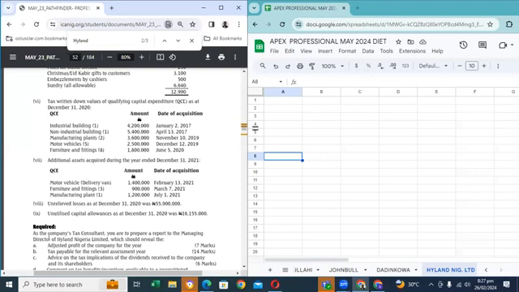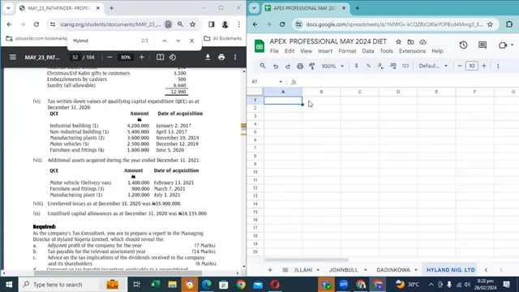All right. So the first thing, thank you very much. In the last class, the first step to doing this is to compute your adjusted profit, right? May 2023, question 1. So the first thing you need to do is to compute your adjusted profit. That's the first thing.